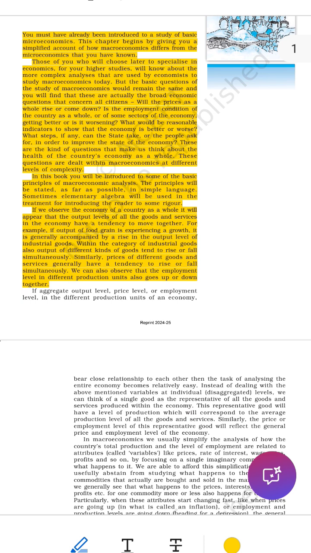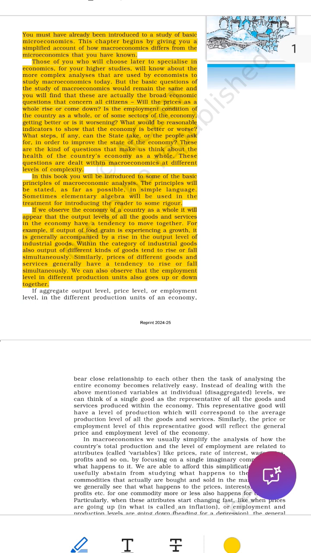Introduction to Macroeconomics. Part 1. Microeconomics versus macroeconomics. What is microeconomics? Micro means small. It studies small units in the economy. One person, one house, one factory. It's like, how much will one person spend on clothes? How many bananas will one fruit seller sell? What price should a shopkeeper sell milk for?